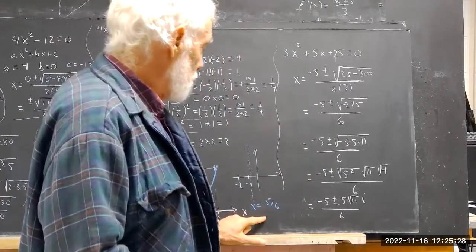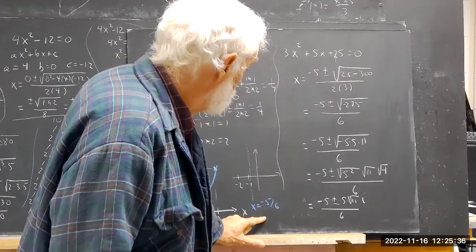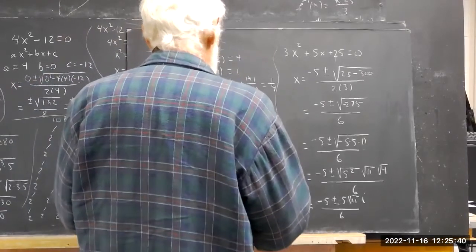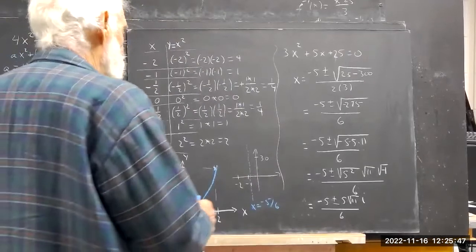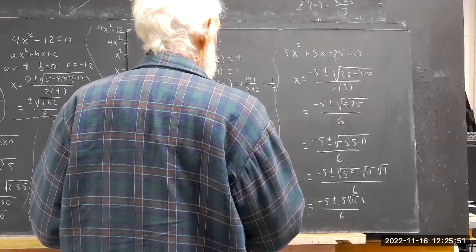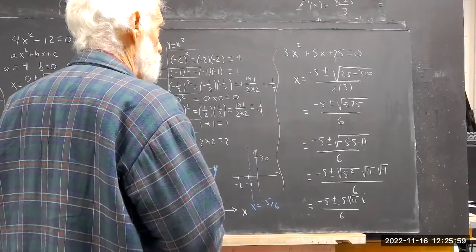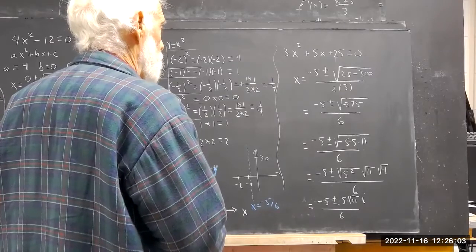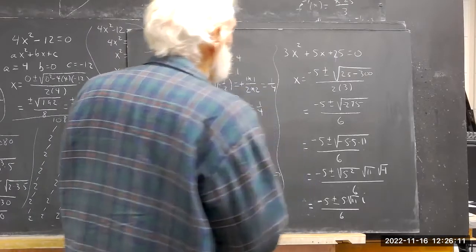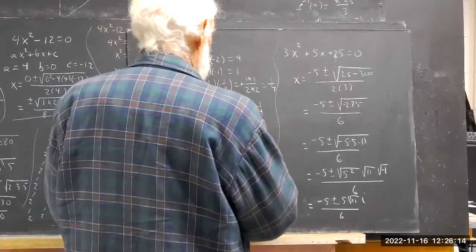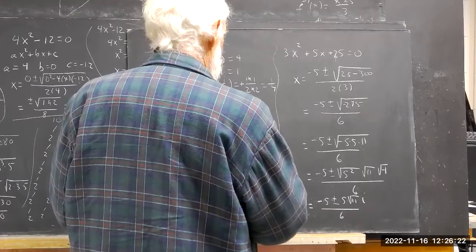If I plug -5/6 in here, I get something close to 30. So this is 30 on my y-axis. That can't be. Oh, yeah, it's -5. So it's a little less than 30, but I'm going to put 30 there. 25 will be here. If x is 0, I get 25. So I know I've got this point on the graph. So my parabola is going to end up looking something like this.